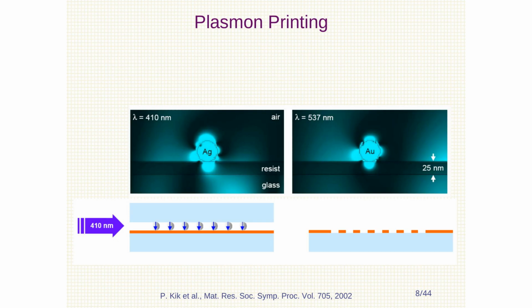Plasmon printing leverages localized surface plasmon resonances to achieve high-resolution patterning. This technique utilizes the interaction between light and metallic nanostructures to enhance optical fields, enabling precise control over nanoscale features. The work by P. Kick et al. explores the potential of this method in material science, highlighting its applications in creating intricate designs with exceptional detail.